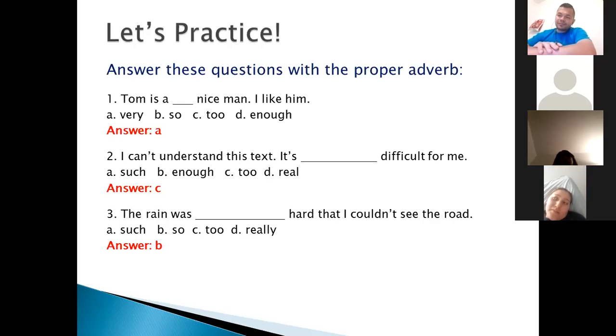It's the same, right? "I'm so tired that I can't drive." But "I'm too tired to drive." See the difference? Okay. Let's try some more of these.